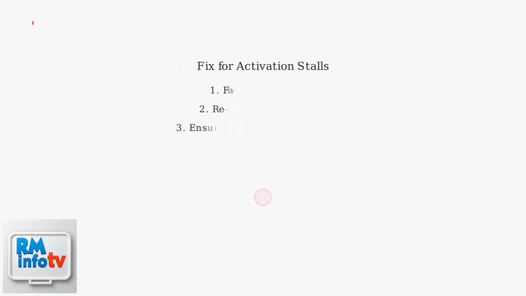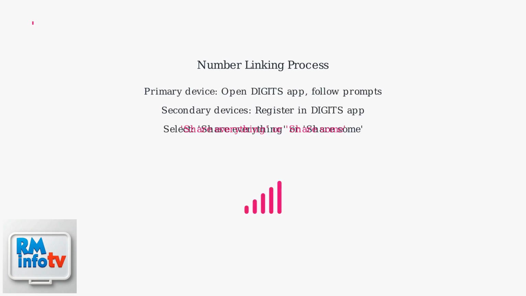If activation stalls, try factory resetting your device and relinking via the T-Mobile app. Ensure you have a stable network connection during initial setup. To link, open the Digits app on your primary device and follow the prompts. Secondary devices need registration in the Digits app. Make sure you select either Share Everything or Share Some based on what you want available on all devices.